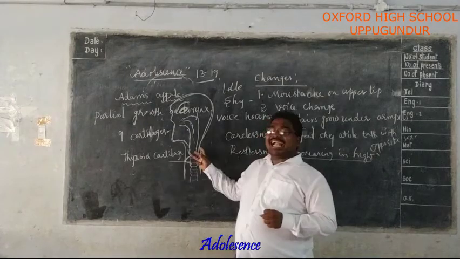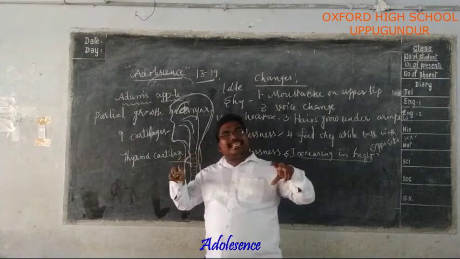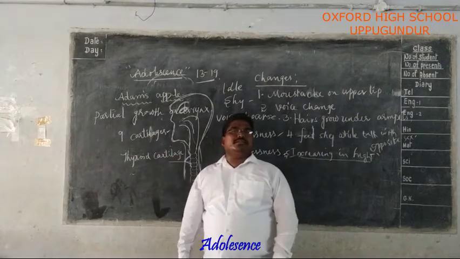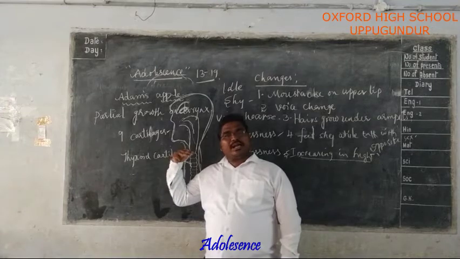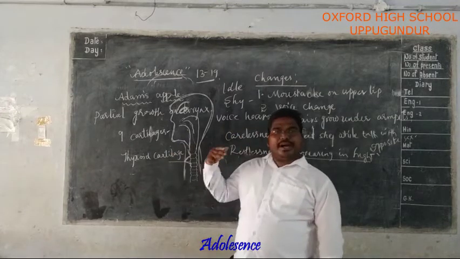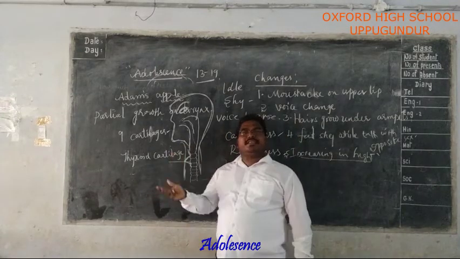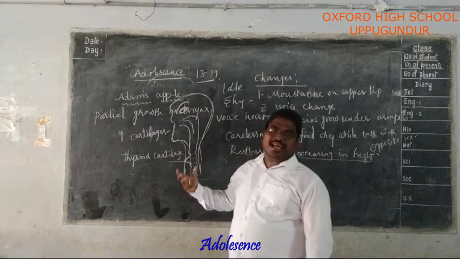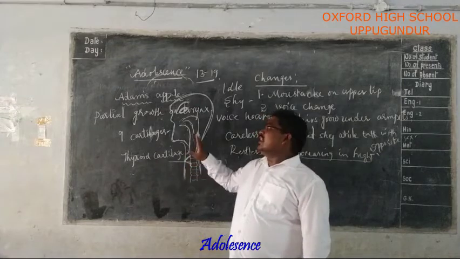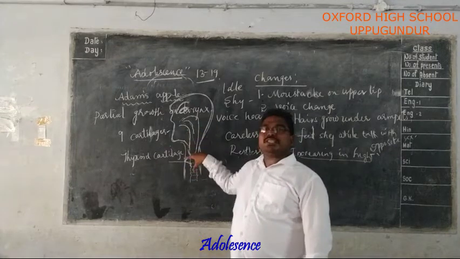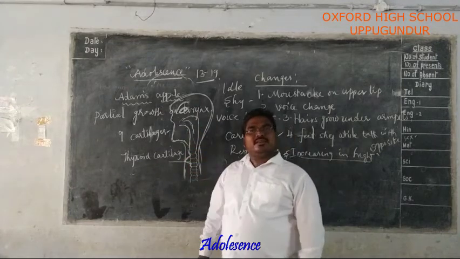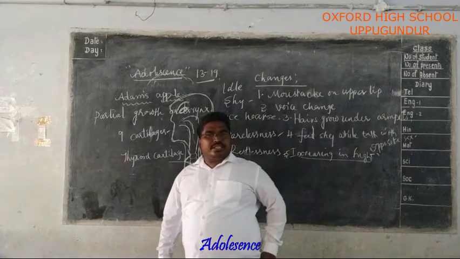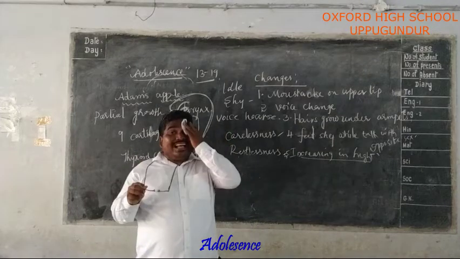The Adam's apple is more prominent in adults than in adolescent boys. Persons who are 25 to 45 years, or 30 plus years, have a more prominent Adam's apple than adolescents. After the completion of adolescence, the voice becomes a normal, sweet voice. So this is one of the changes that we observe in adolescence.